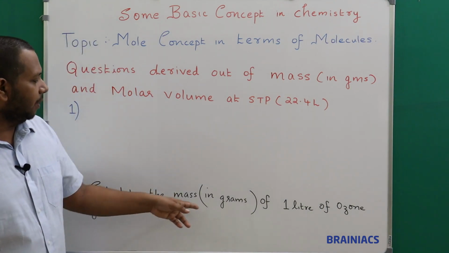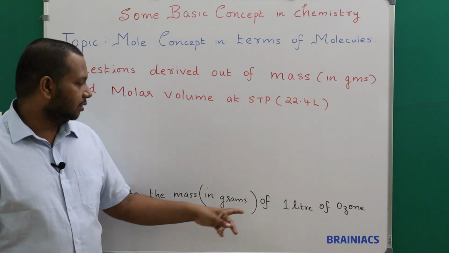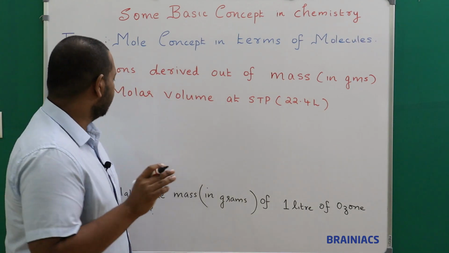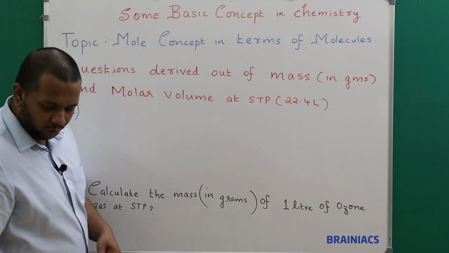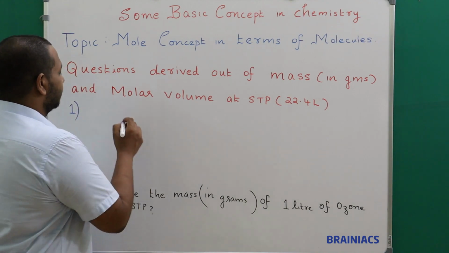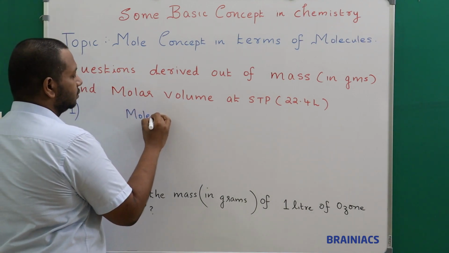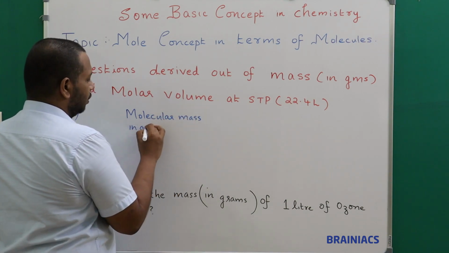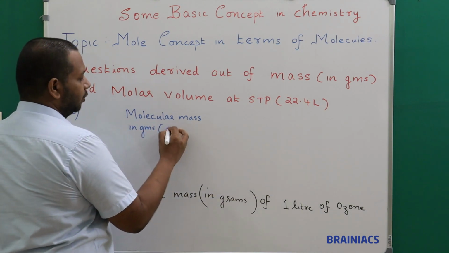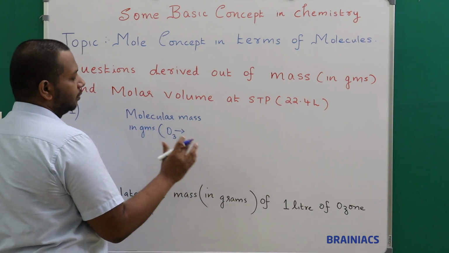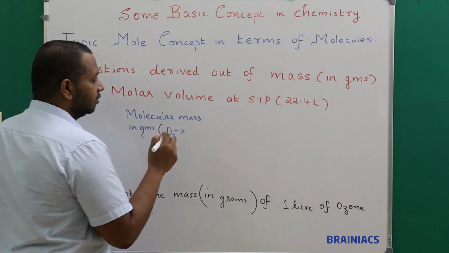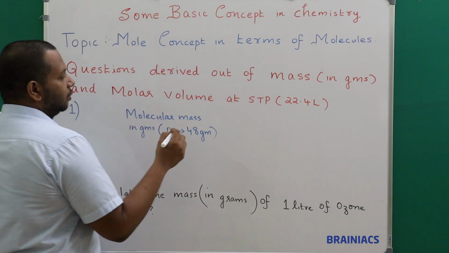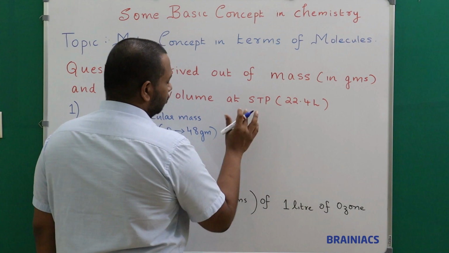So tell me, the mass in grams is the first term to be linked with 1 liter. So it is the volume. So mass in grams with the volume. We know the fundamental relationship between the mass in grams and volume. What is that? Mass in grams I can write as molecular mass in grams. So here, ozone gas means O3. So it will have a mass of how much? 16 into 3, that is 48 gram. Correct. So this will occupy a volume of how much?